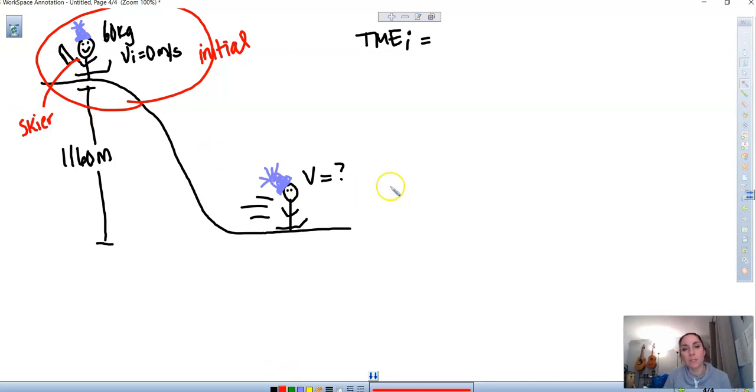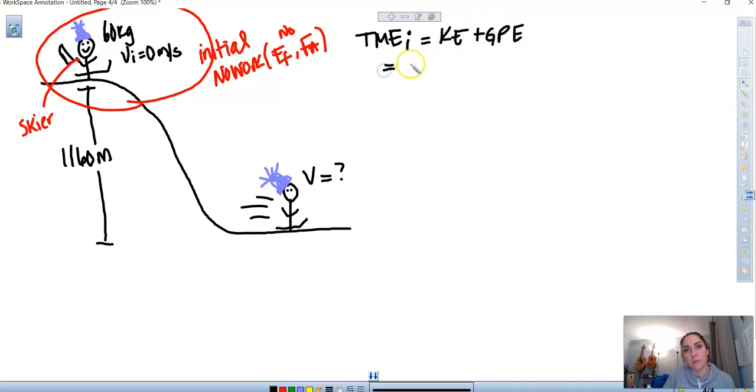And in the question, it's not super implied, but I'm going to tell you now that there is no work done. In other words, there's no friction in this fictional case. Or there's no applied force. In other words, I'm not pushing my ski poles when I do this. So my total mechanical energy initial is going to be the sum of my two types.